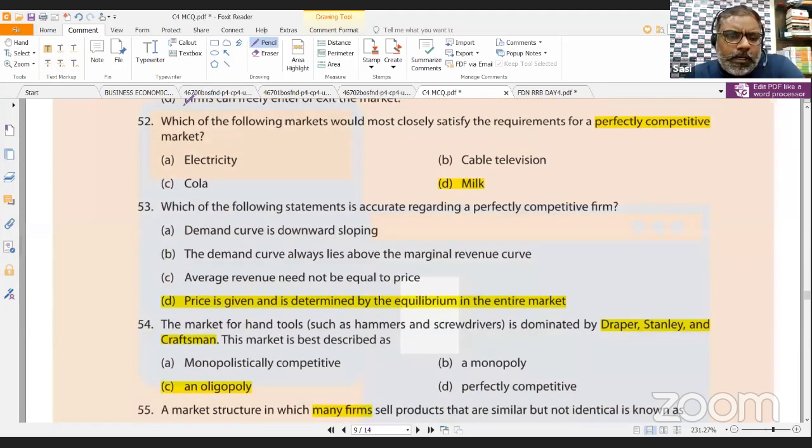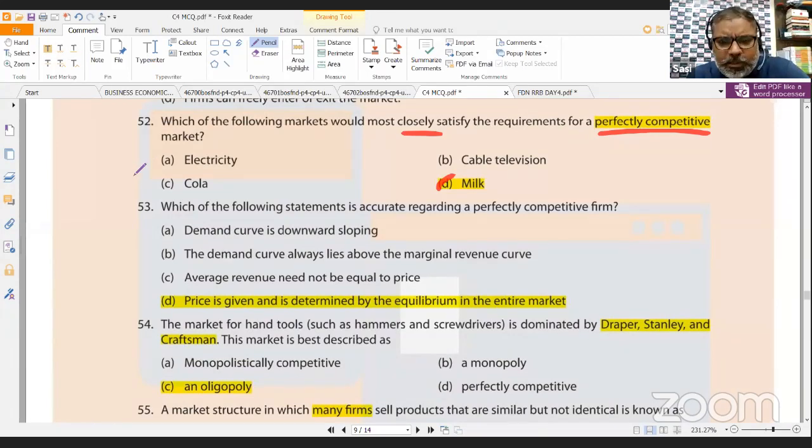Then question number 52, which of the following markets would most closely satisfy the requirements of a perfectly competitive market. Once again, practical things cannot always be judged on the basis of the description. But yes, because of homogeneity. Electricity, we cannot say perfectly competitive because the number of buyers and sellers is not large. There are only one or two suppliers. Cable television, also we cannot say perfectly competitive. It is monopolistically competitive nowadays, so a lot of people are there, or in some areas, it is a monopoly. Cola definitely is an oligopoly. So perfectly competitive, we can say, is milk.